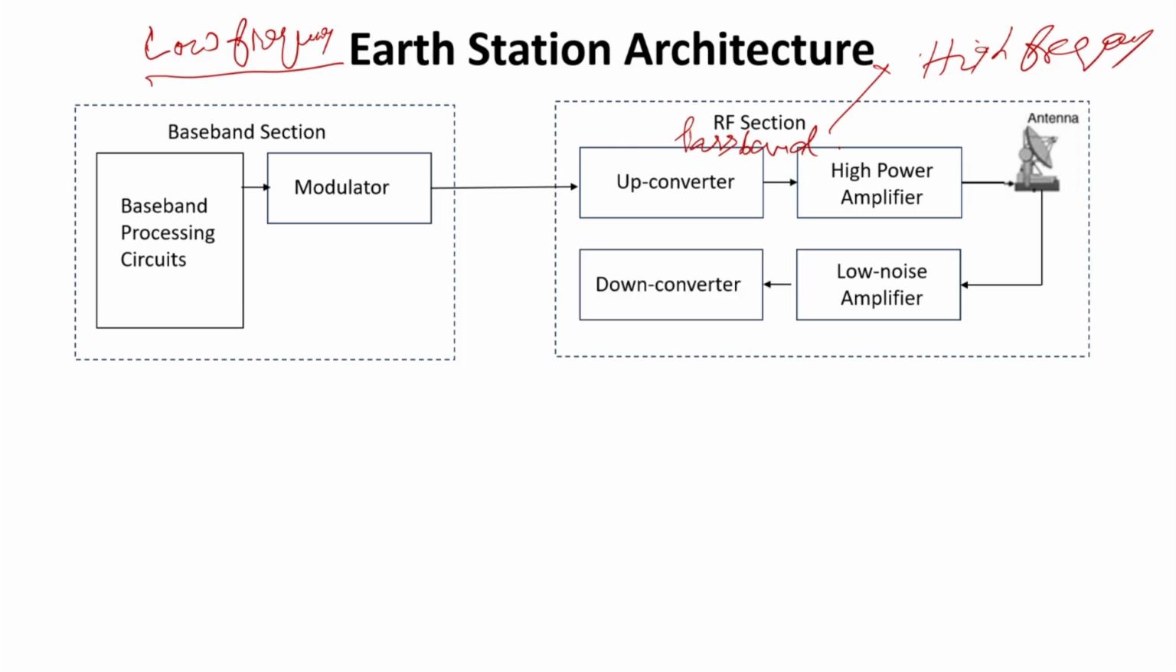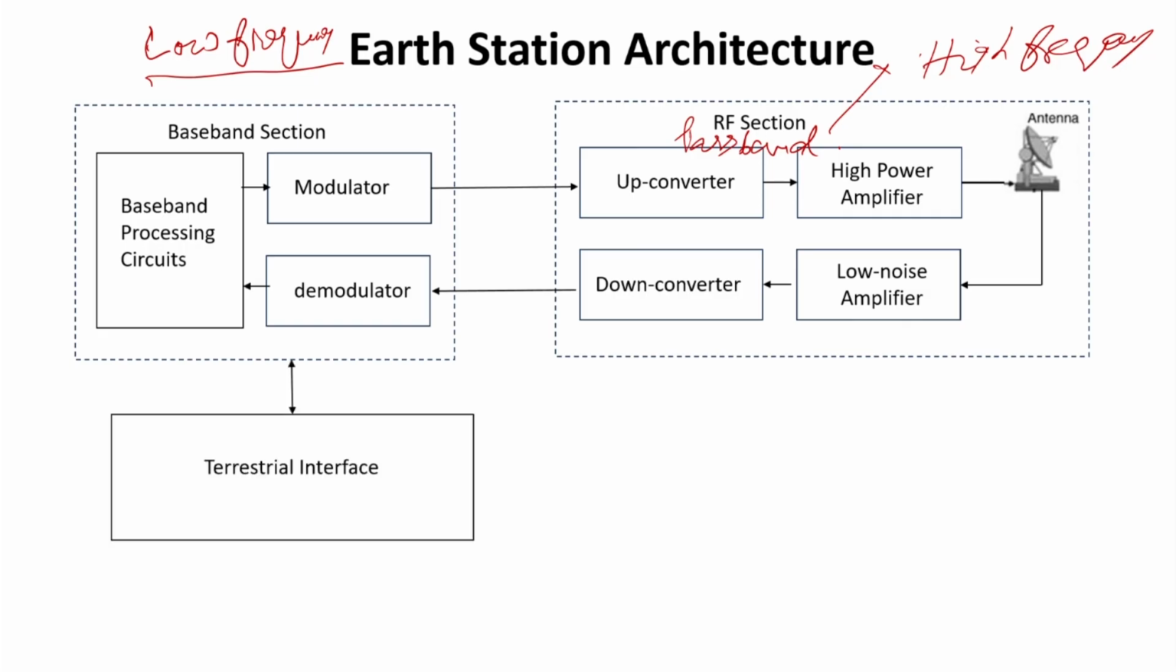Once this is done, it is down converted. All the processes done during the transmit chain have to be reversed. So, the down conversion is done, and after the down conversion, demodulation is done. Once you do the demodulation, you reach the baseband again, where the information is contained. Now, there is a terrestrial interface. Whatever voice signal, video signal, all these things are taken from there, processed here, and then transferred to the baseband processing circuits.